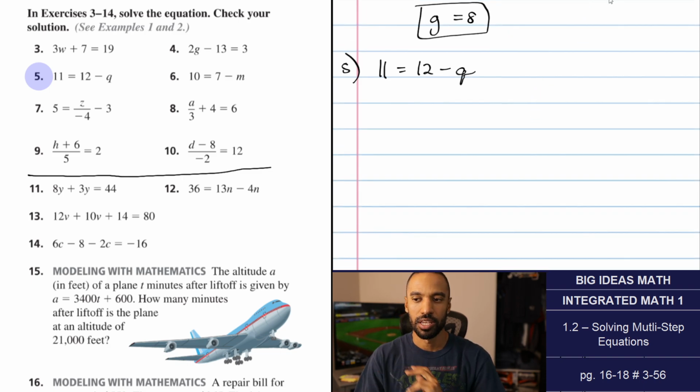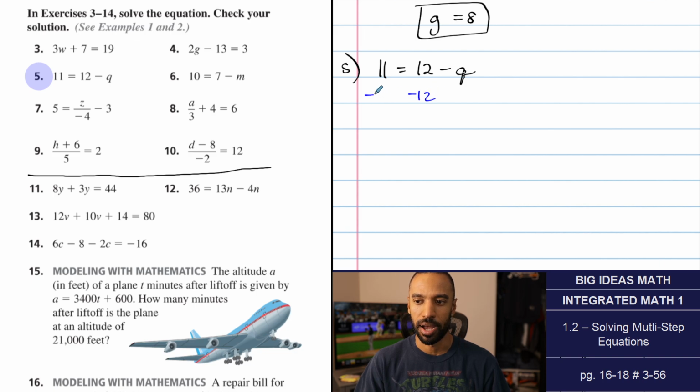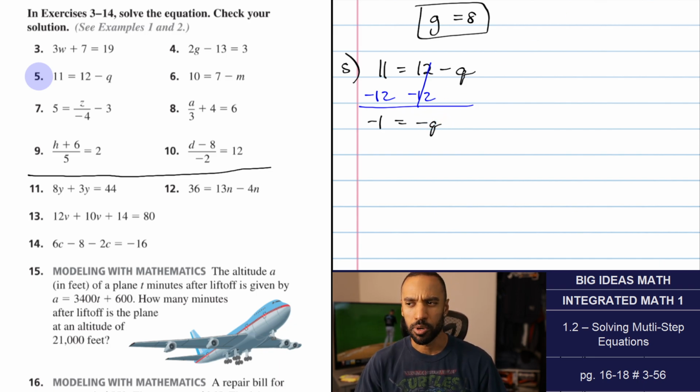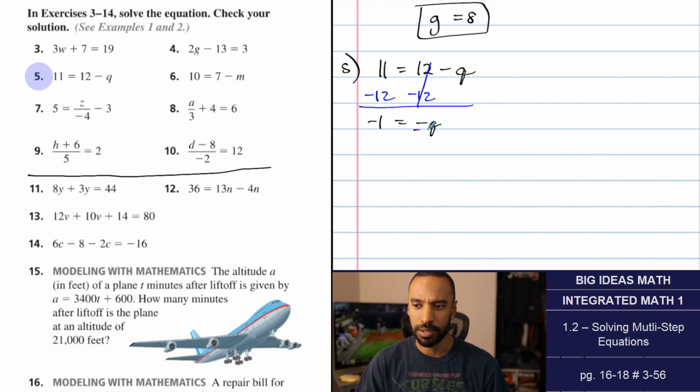One method is subtracting 12 from both sides, but 2 hassles come into play. Number 1, you got to remember that there's a negative here when you write this next part out. So this is -1 equals negative q. And number 2, you got to do another step with it. We got to now divide both sides by -1 if you'd like to state that, or switch the signs. It's kind of up to you.